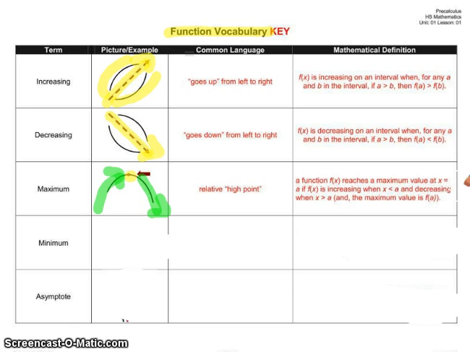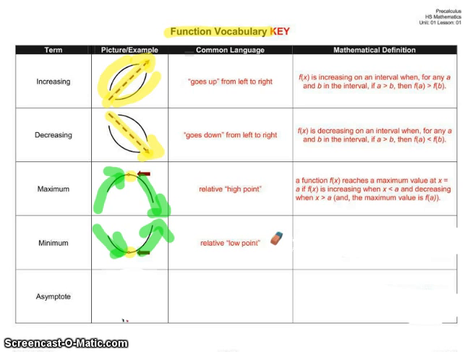Now a minimum is going to be very, very similar to a maximum. All that's going to happen now is it's a relative low point. So what's going to happen is on the left-hand side, we are going down. We are starting off decreasing, and then we're going to switch to increasing. And so this is going to be labeled as a relative low point. There can be many minimums in a function, just the same as I said, there could be many maximums.